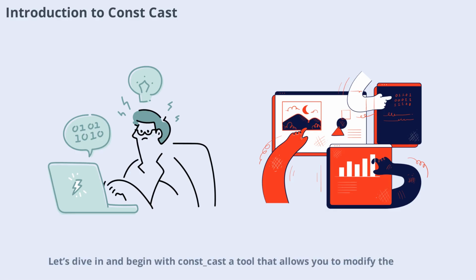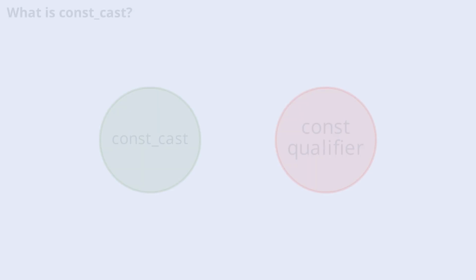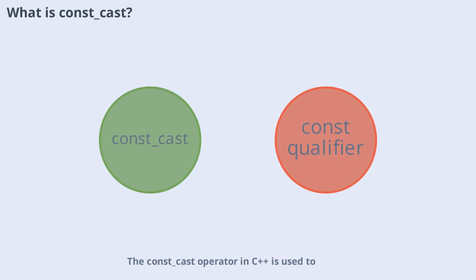Let's dive in and begin with const_cast, a tool that allows you to modify the constness of pointers or references in your code. The const_cast operator in C++ is used to add or remove the const qualifier from a variable. This can be useful when you need to pass a const pointer to a function that requires a non-const pointer, but you must use it with caution. Modifying a truly constant value leads to undefined behavior, so const_cast should only be used when you are certain the object was not originally declared as const.